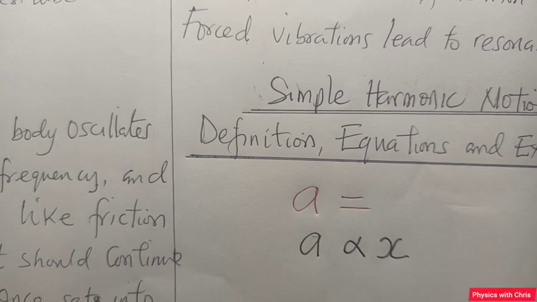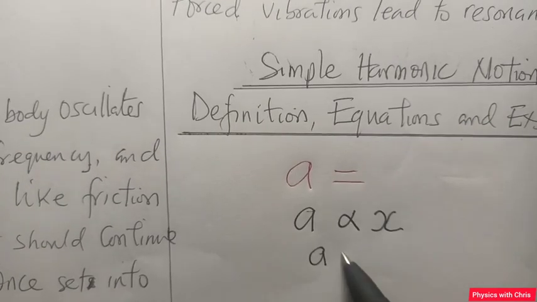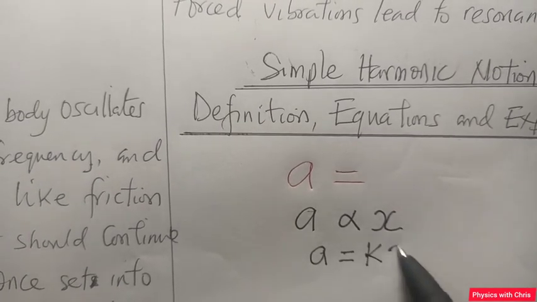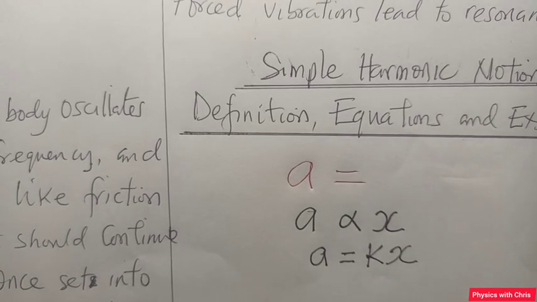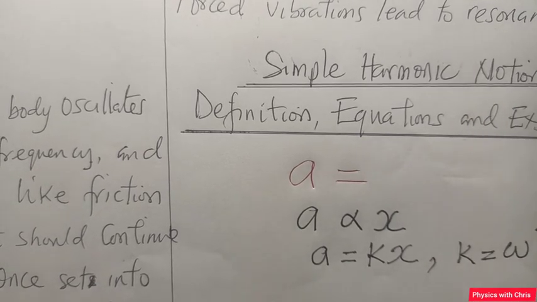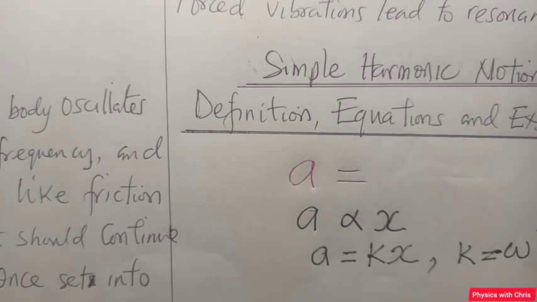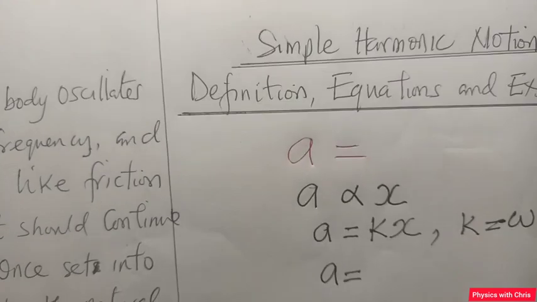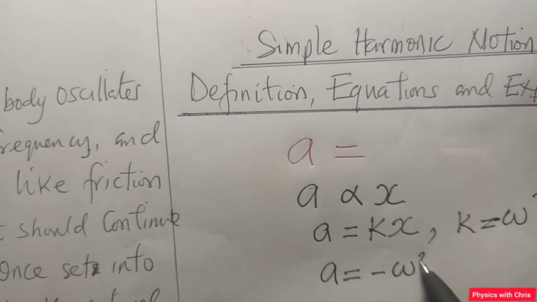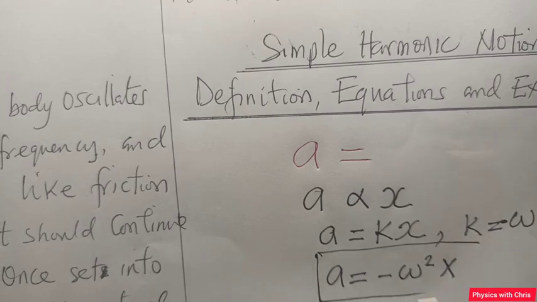And remember, displacement is a vector as well as acceleration. So if I introduce my equal to sign in this expression, I'm going to have k times x. Usually we call k the constant of proportionality. Now k will be given as omega squared, and there's a negative sign attached to the constant of proportionality, so that we have A is given as negative omega squared times x. So this is the equation of a simple harmonic motion.